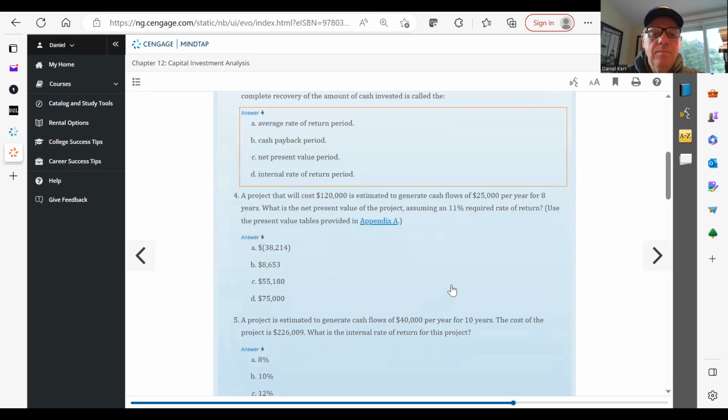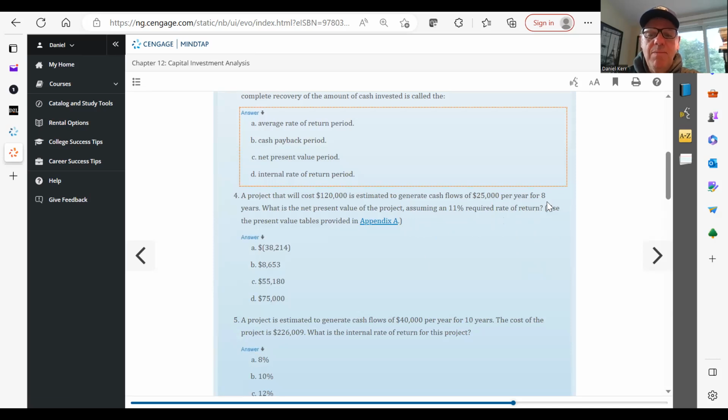Okay, number 4. A project will cost $120,000. It's estimated to generate cash flows of $25,000 a year for 8 years. What is the net present value of the project, assuming an 11% required rate of return? Use the present value tables. So for the net present value, you have to figure out the present value of the future cash inflows. And they told us that it's $25,000 for 8 years.